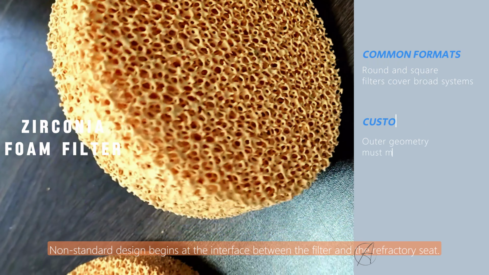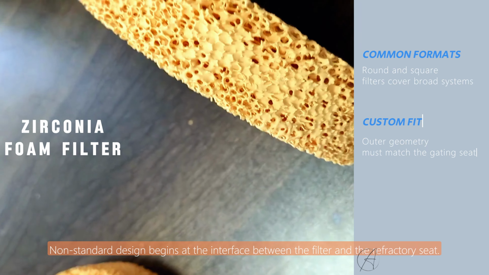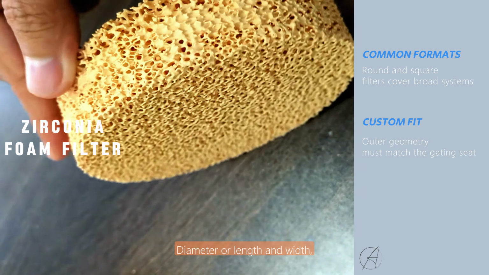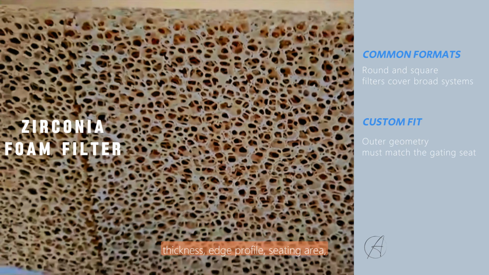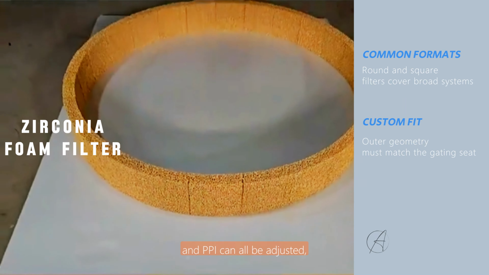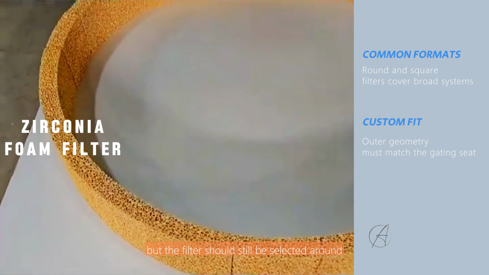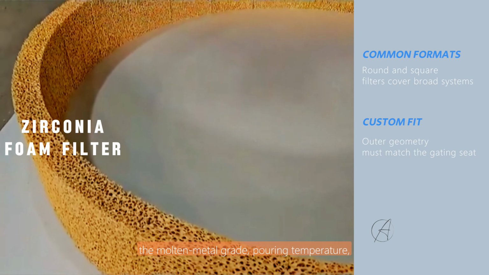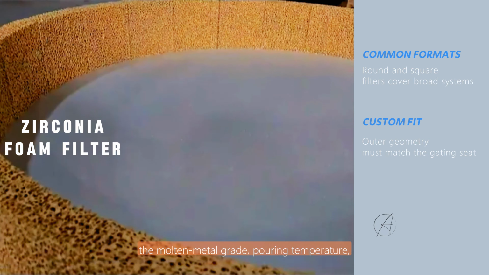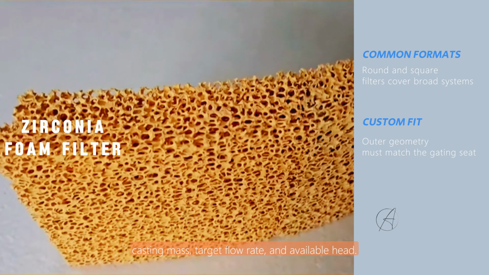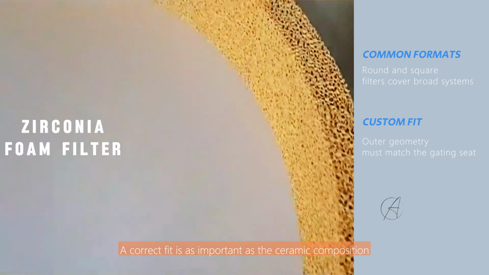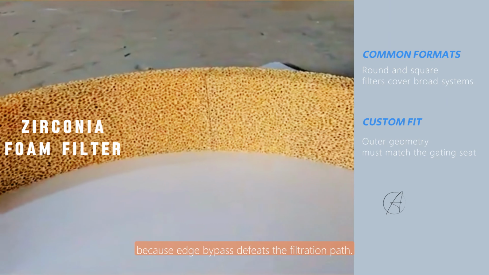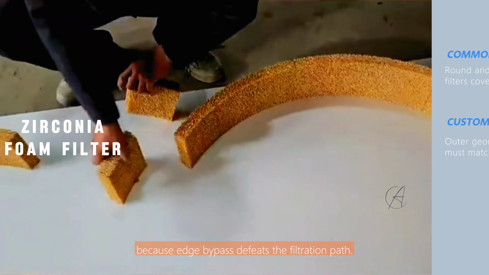Non-standard design begins at the interface between the filter and the refractory seat. Diameter or length and width, thickness, edge profile, seating area, and PPI can all be adjusted, but the filter should still be selected around the molten metal grade, pouring temperature, casting mass, target flow rate, and available head. A correct fit is as important as the ceramic composition because edge bypass defeats the filtration path.